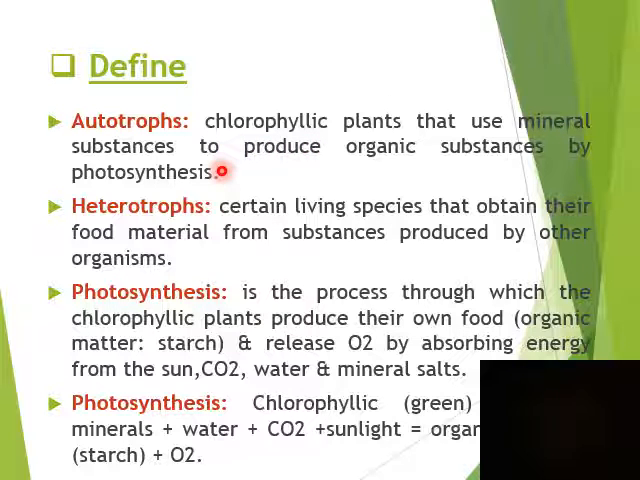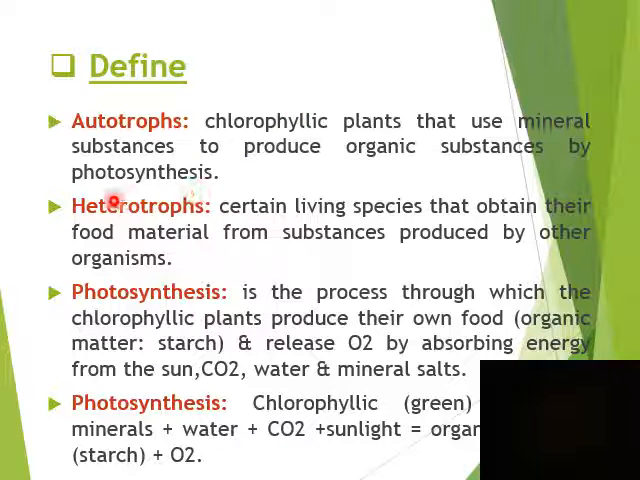So the green plants use water and mineral salts from the soil, and they take carbon dioxide, and by this they will be able to produce their organic substance, which is starch, and also they will be able to release O2 that is used by us in order to respire.